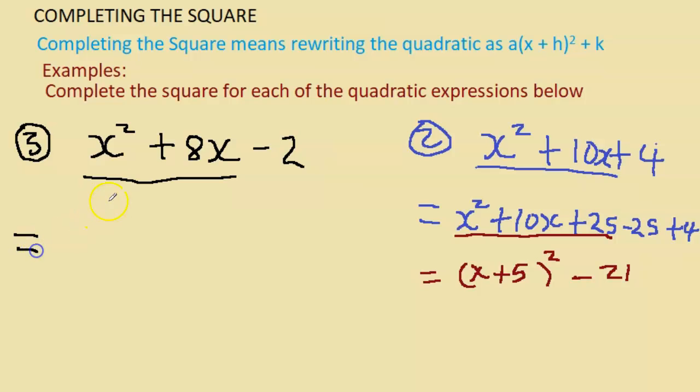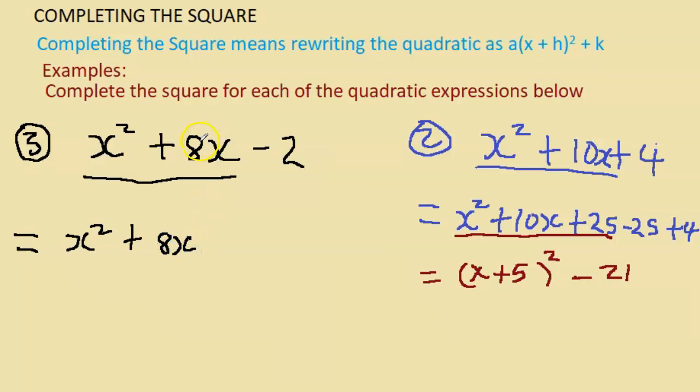What do I need to add to x squared plus 8x to turn it into what we call a perfect square, or a square, so to speak? And that's very easy to get that number. So we have x squared plus 8x. How do I get the number?